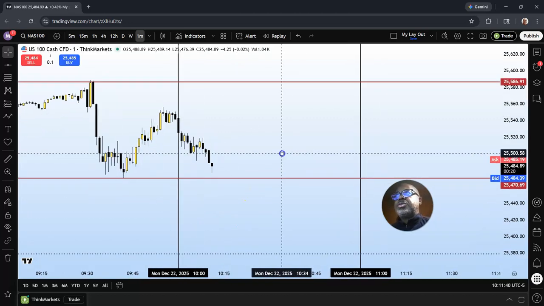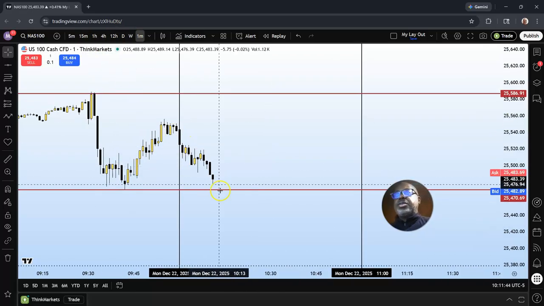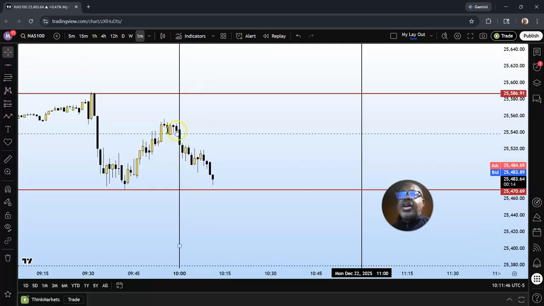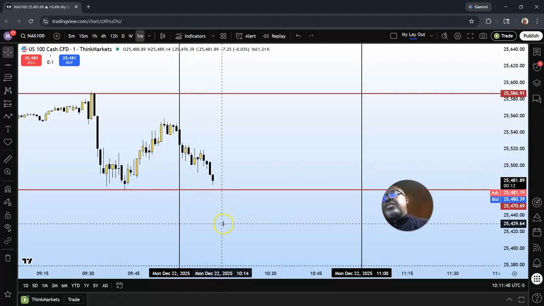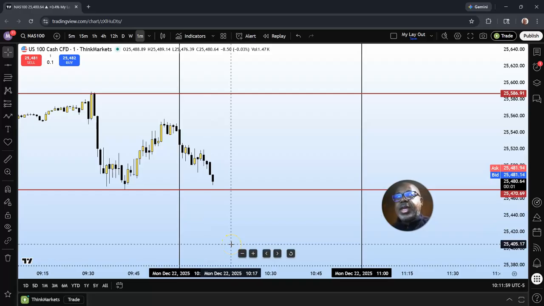So now we just do a waiting game. We wait for the market to do what it does, show its hand. Once it shows its hand, you can take action. That's the trading plan strategy for the 10 o'clock session, 10 to 11. So let's just wait and see what we can get out of the market.